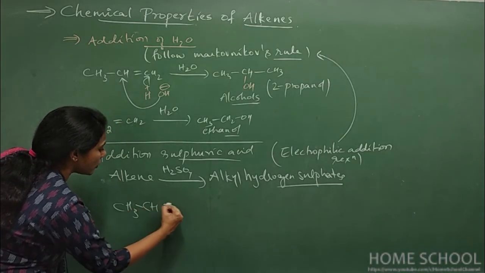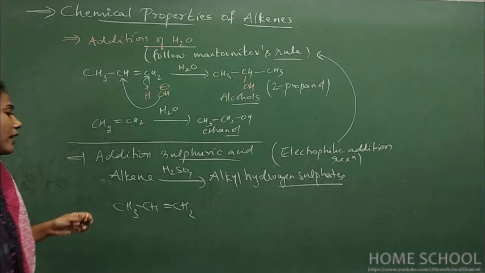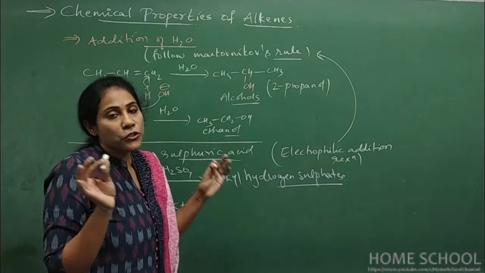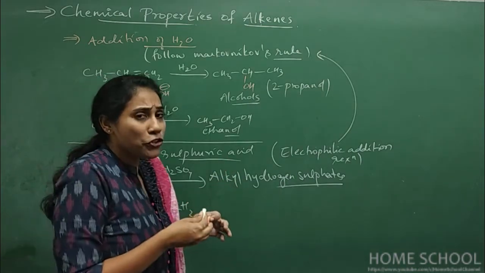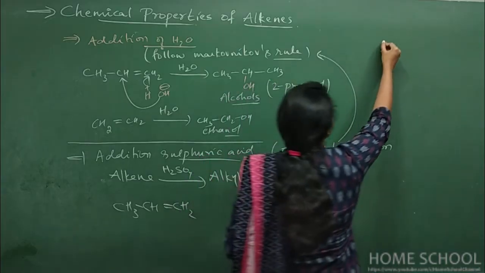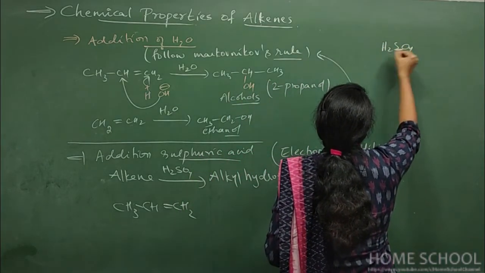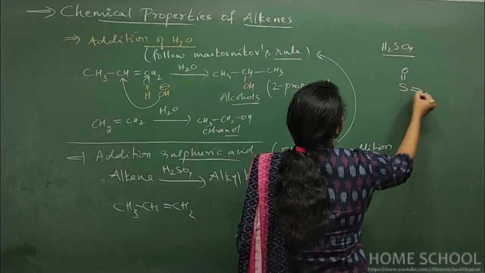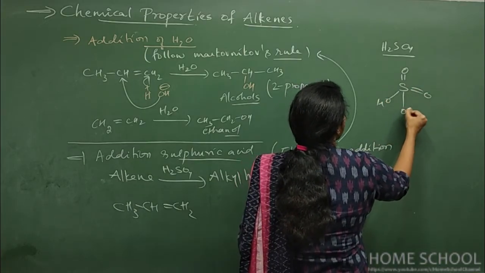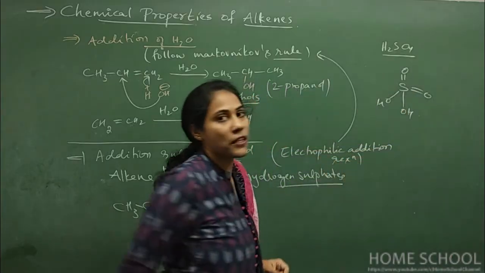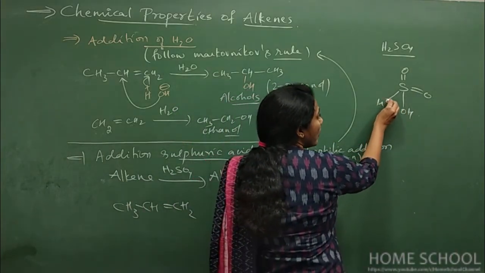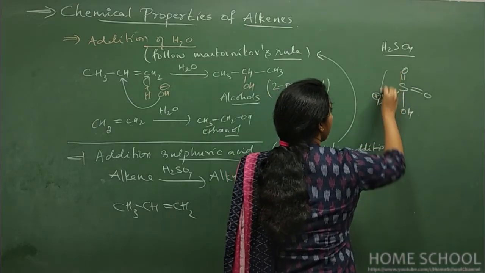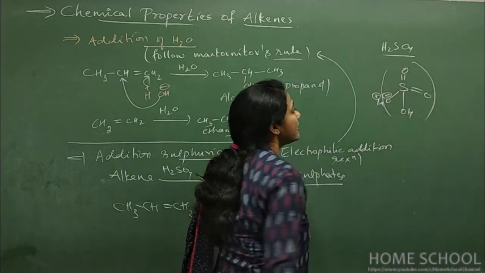CH3, CH, double bond, CH2. Okay, so now sulfuric acid. If you want to understand which is positive part and which is negative part, you should know the structure of sulfuric acid. See, H2SO4 structure. Double bond O, OH, OH. So this is the actual structure of sulfuric acid. So here this bond can be broken. H can come as the positive part and this entire thing can come as a negative part.